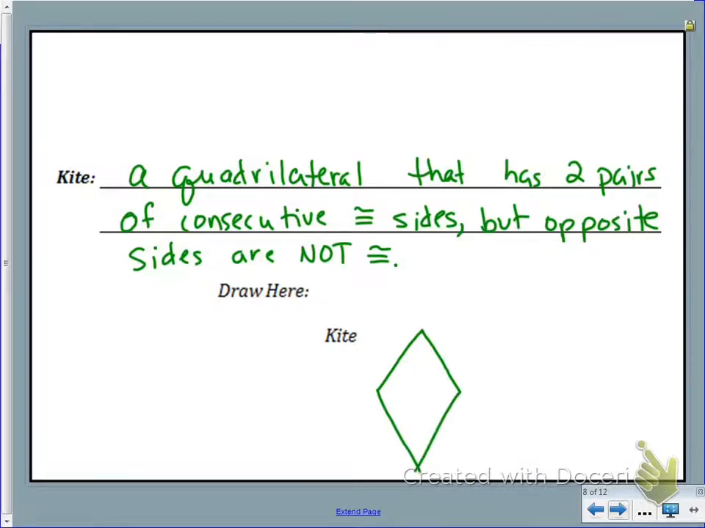It looks like this, kind of like a diamond. So we have 2 pairs of consecutive congruent sides. So here are my 2 equal sides. This, by the way, is going in your annotation section. And then the bottom 2 consecutive sides are congruent as well. Now it might also look something like this, oriented a little bit differently. Here are my 2 equal sides. Here's my other pair of consecutive sides that are equal, and that would also make up a kite.